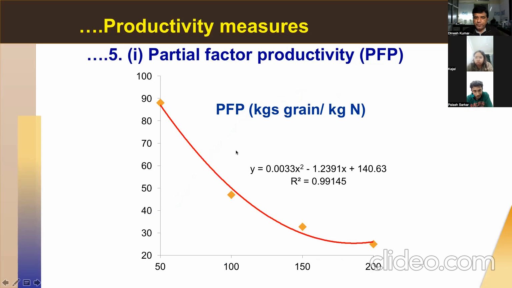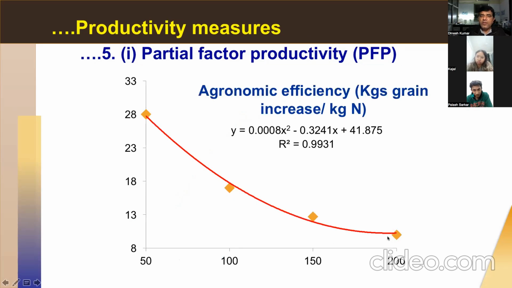So you see, here the partial factor productivity values are decreasing. If you increase the nitrogen levels, the PFP, kg grain per kg nitrogen, decreases. Similarly, agronomic efficiency also decreased, if you remember.